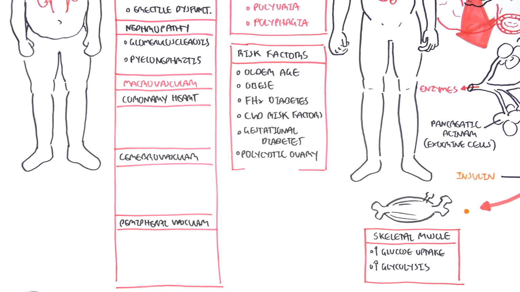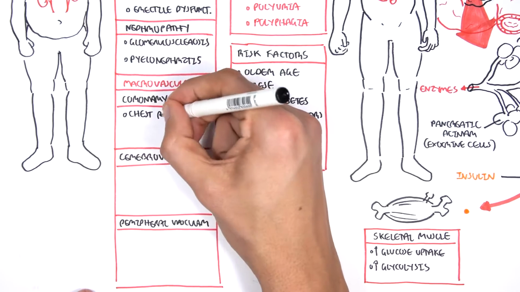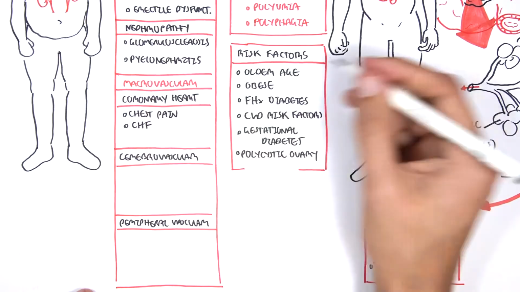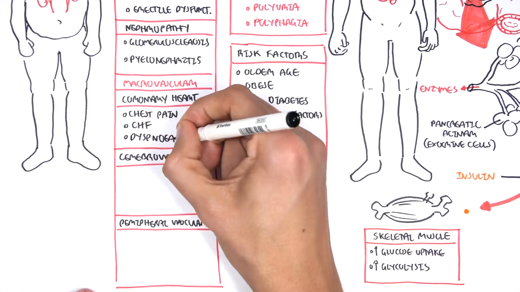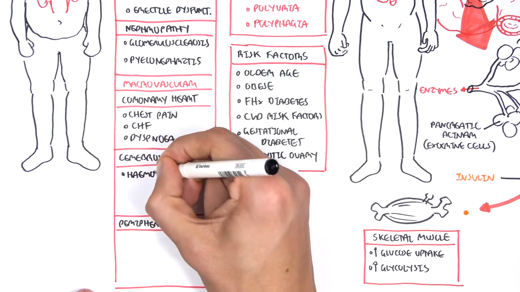So that was microvascular complications due to diabetes. Now we are looking at the macrovascular complications, which include coronary heart complications. And this can be chest pain, congestive heart failure, and dyspnea.